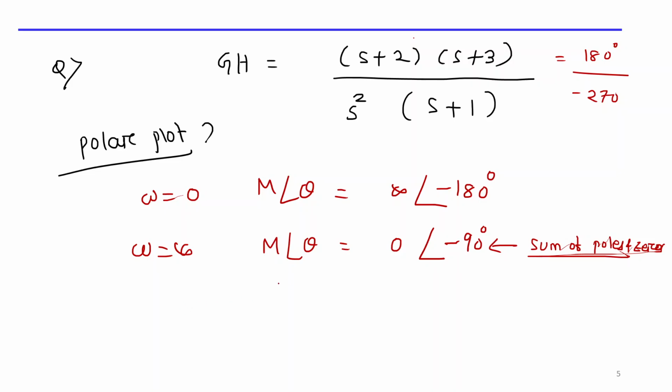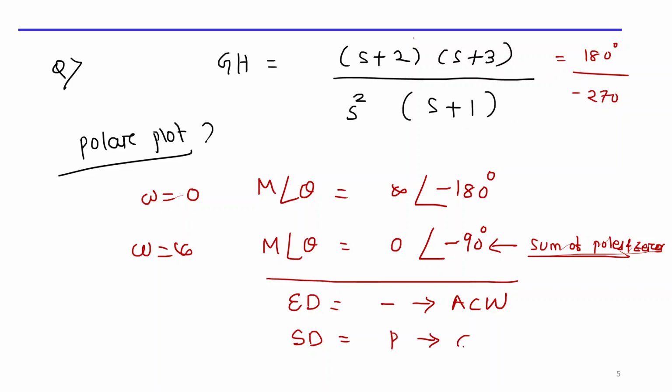So now you have to find out the ending direction. What is the ending direction? Ending direction is -180 minus -90. It will be negative, so it will be anti-clockwise. For the starting direction, you have to see whether the pole is nearer to the origin or the zero is nearer to the origin. Pole is near to the origin, so it will be clockwise. So remember, here the ending direction and starting direction are opposite. If you start with clockwise, you have to end in anti-clockwise.